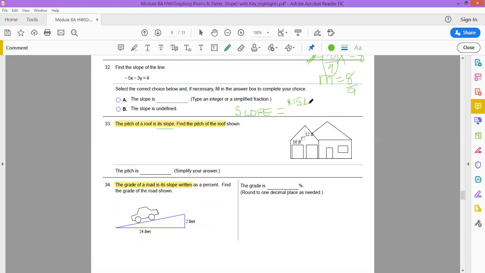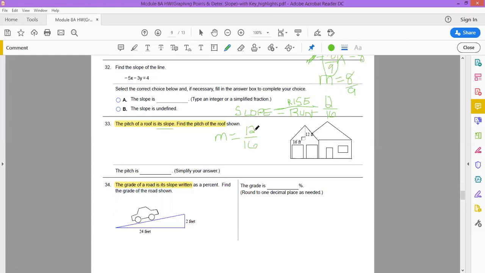So rise would be how far up you move. Your run would be how far to the left or right you shift. And in this example, our rise is 12, we're moving upward 12. Our run, the shift from left to right, is 16. So it's 12 over 16. However, 12 over 16 can be simplified. So we want to make sure our final answer is in lowest terms.